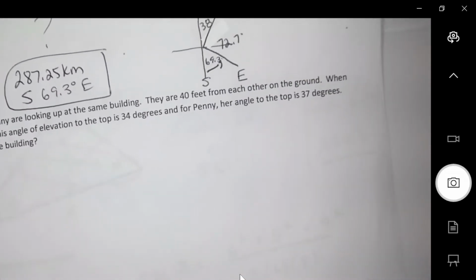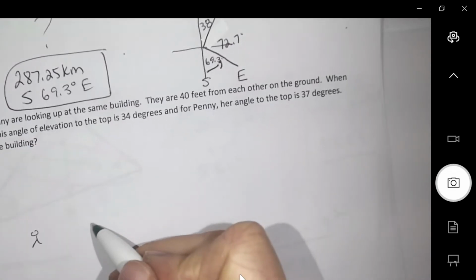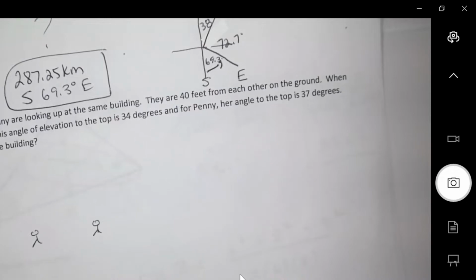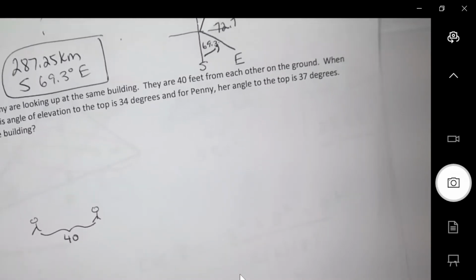Okay, we have a looking up at a building question, so that's on your test as well. So Dan and Penny looking at a building, and they're both on the ground somewhere, they're looking up. They are 40 feet from each other. When Dan looks up, his angle of elevation is 34. When Penny looks up, her angle of elevation is 37.